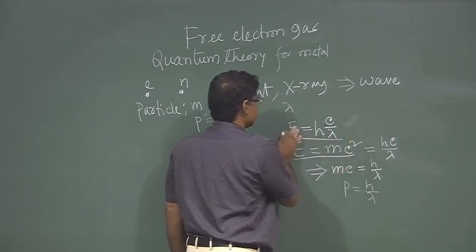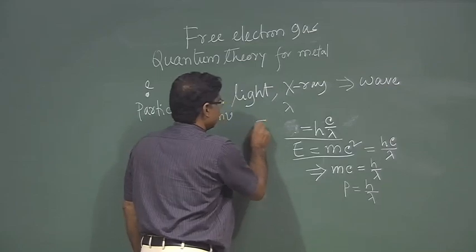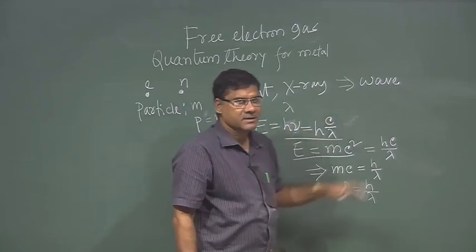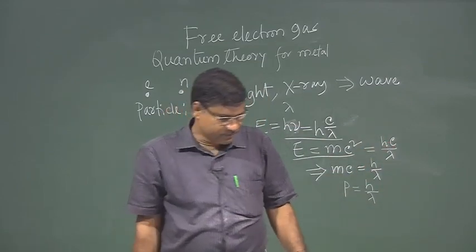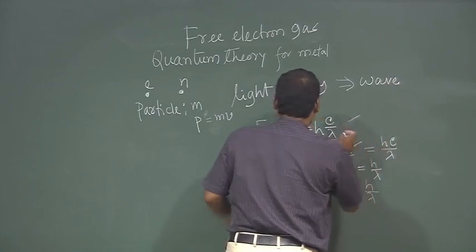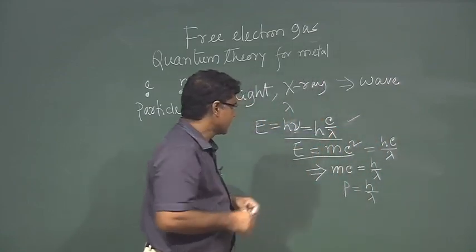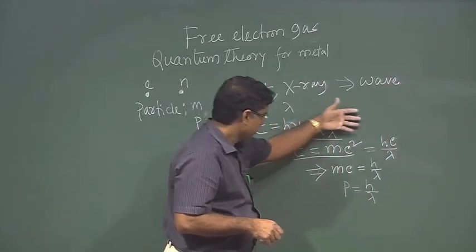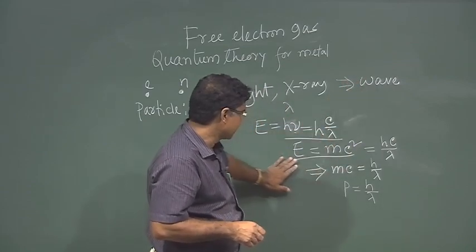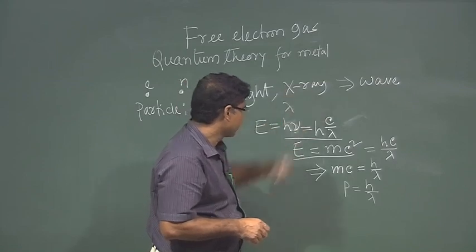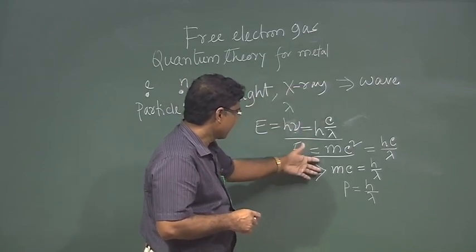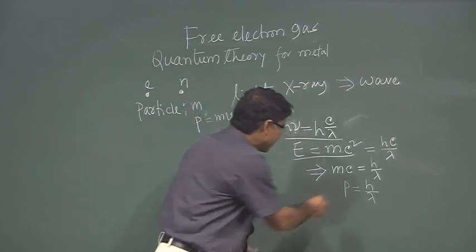So, I can write E equal to h nu, and then this. These two relations are very famous, and if we just go ahead with these two, energy for wave, electromagnetic radiation, say for light. So, we reach here.